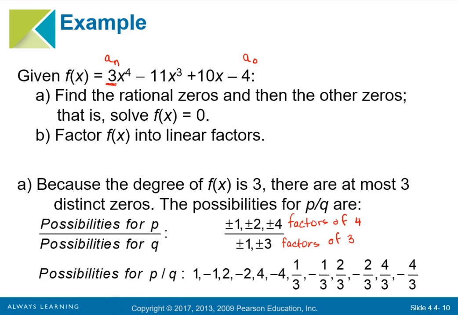We know that there's at most 3 distinct zeros because they have a degree, well, it should be a 4, I think. There is the possibility of 4 factors. Yeah, I think they made a mistake here, because this should be a 4, because this exponent is a 4.